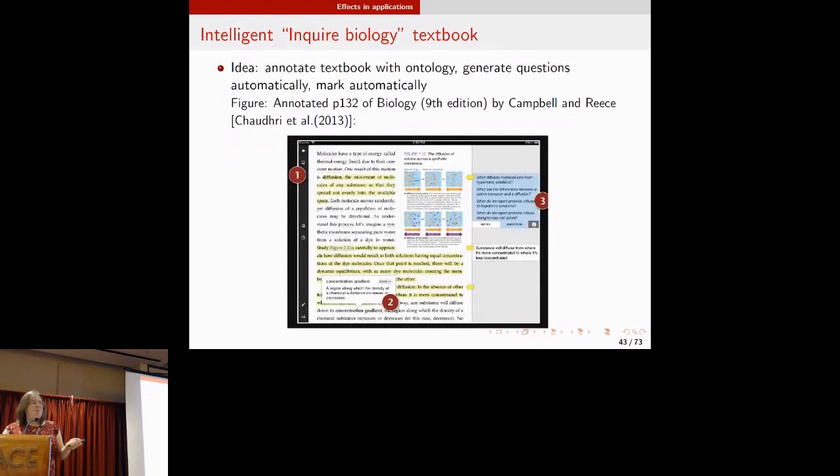So here is a picture of what they did. They had a textbook, in this case Campbell and Reece's textbook. You see that here, hopefully you can see it at the back. It comes out better in color here. So here you see something in yellow. And there is terminology used here that is actually also from the ontology. And then you see on the right-hand side, it generates questions based on the content in the ontology.